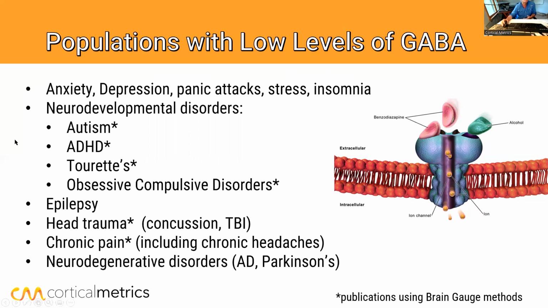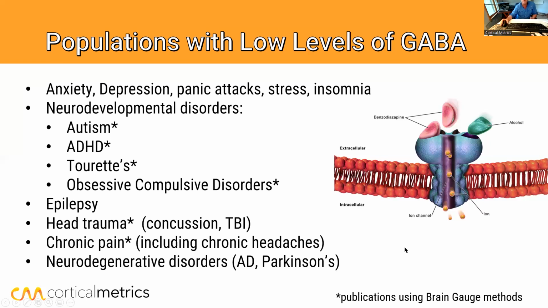These are populations with low levels of GABA. People with anxiety, where anxiolytics are usually GABA agonists. Depression, panic attacks, stress, insomnia: they all have some effect on overall GABA levels or GABA efficacy. Neurodevelopmental disorders, autism, well known for having low GABA. ADHD, Tourette's, OCD, epilepsy, head trauma, chronic pain, and neurodegenerative disorders. A lot of people are very interested in aging and aging dementias. All that traces back to lower levels of GABA.